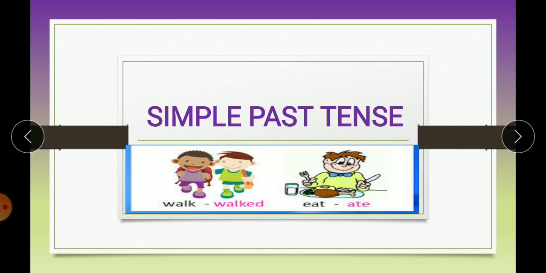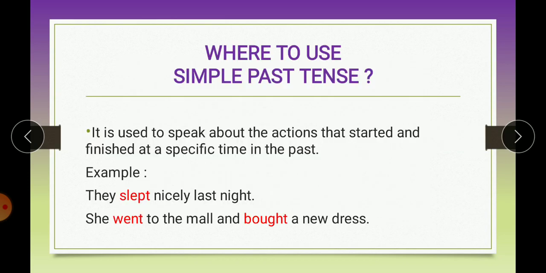Good morning, class. In today's English class, we will start with the chapter Simple Past Tense. Now, first, let's know where to use this simple past tense. It is used to speak about the actions that started and finished at a specific time in the past. So, the simple past tense is used to describe those actions that started and finished.